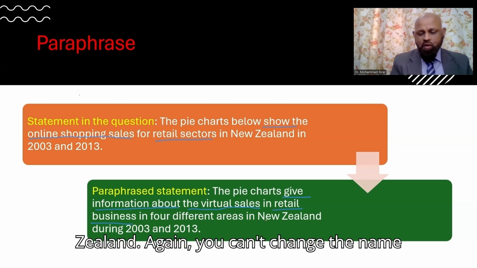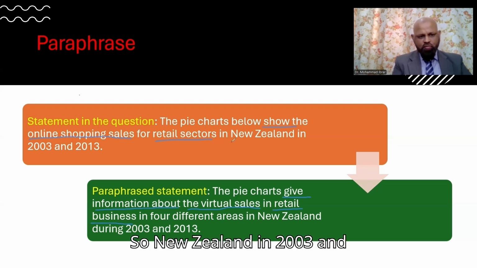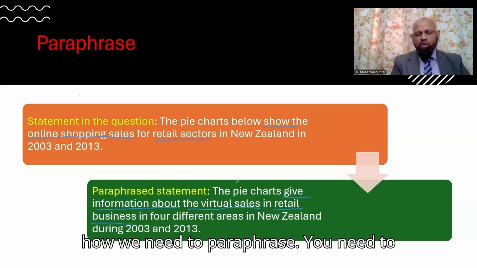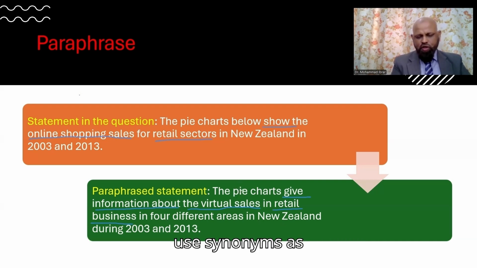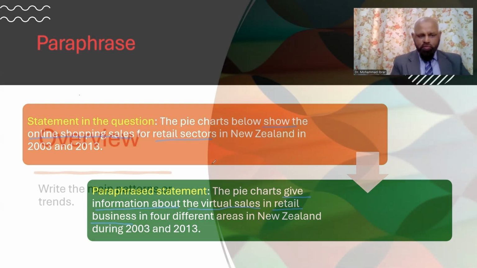In New Zealand, again, you can't change the name of the country unless it has different names. And again, the years, you can't change them. So New Zealand in 2003 and 2013, it's almost the same. So this is how we need to paraphrase. You need to use synonyms as much as you can. So you are saying the same thing using different words.